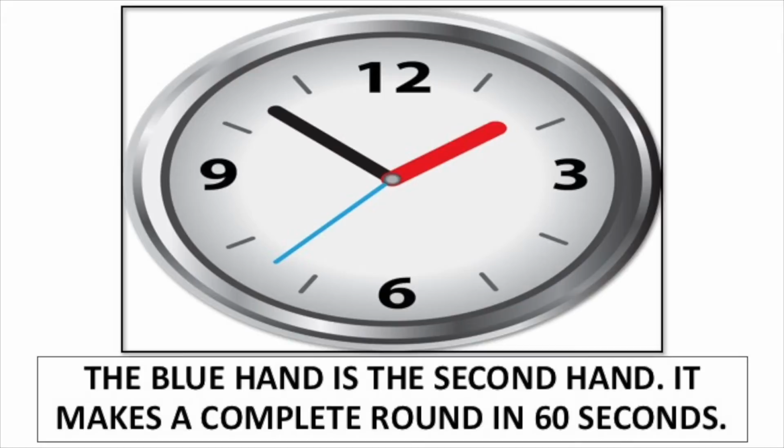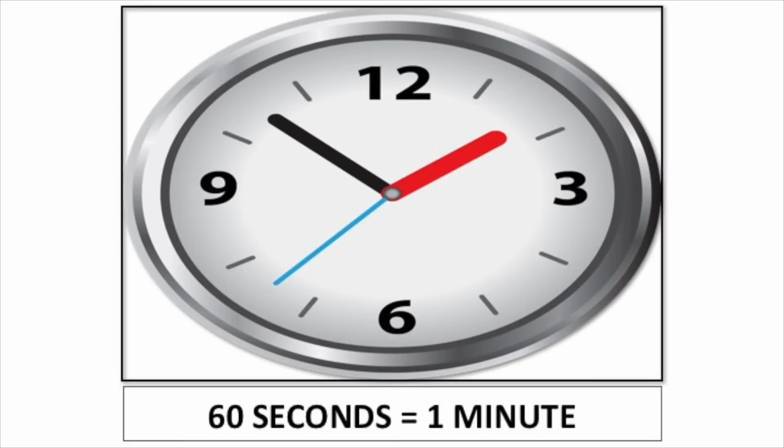The blue hand is the second hand. It makes a complete round in 60 seconds. Yes, for the second hand to move all the way around the clock face takes 60 seconds. And 60 seconds equals 1 minute. So one movement of the second hand all the way round, 60 seconds, 1 minute.